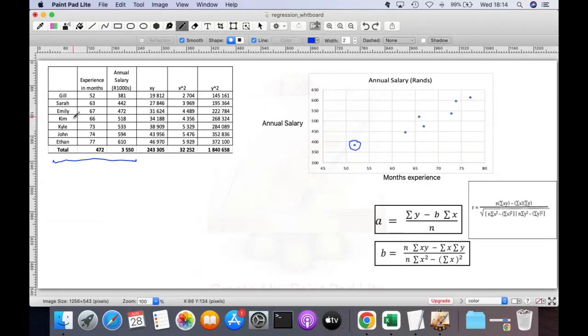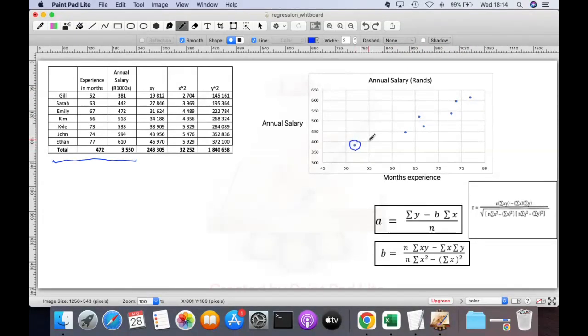There's about 1, 2, 3, 4, 5, 6, 7 data points. So we map those points on this graph. What you can notice just by looking at the dots is that as your months of experience increases, the annual salary increases. So the line slopes upward. It has a positive slope.